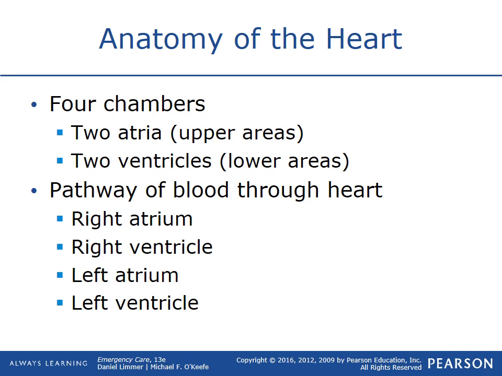So, as it goes through the heart, the pathway is from the right atrium down to the right ventricle, and then to the lungs, and back to the heart, to the left atrium, to the left ventricle, and then out through the aorta to the body, and then back again to the right side, coming in the right atrium to the right ventricle, out through the pulmonary artery to the lungs, back to the left side of the heart to the left atrium, left ventricle, and then out through the aorta to the body.